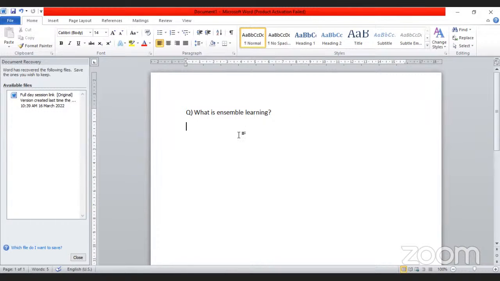Now, the next question is: what are the types of ensemble learning? What are the types of ensemble learning?